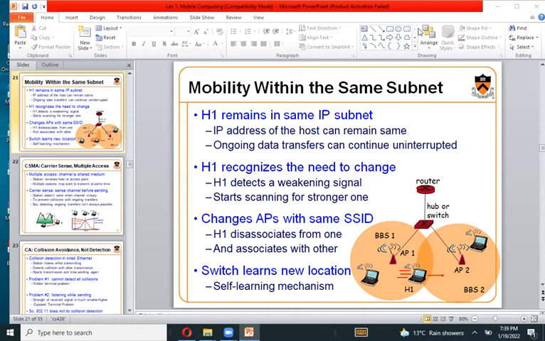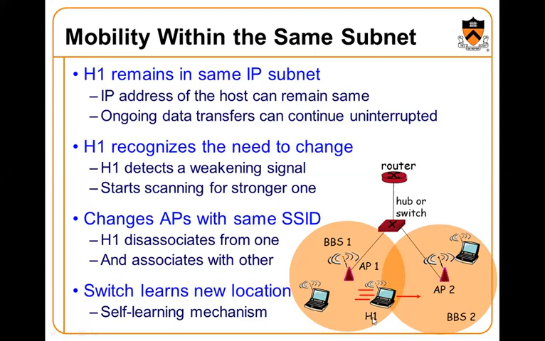And as you can see here in this diagram, we have a host H1 that is moving from BSS1 to BSS2. So this host 1 is moving from S1 to S2, and definitely the connectivity of this node will be established with access point number 2. While in the background, if you can see, the hub or the switch as well as the router remain the same for both access points.